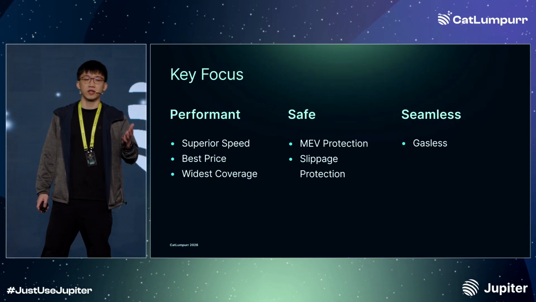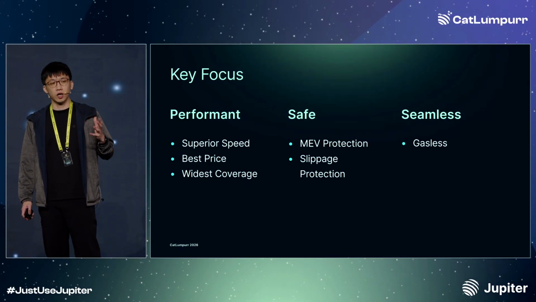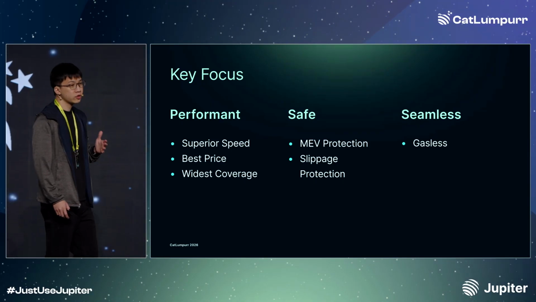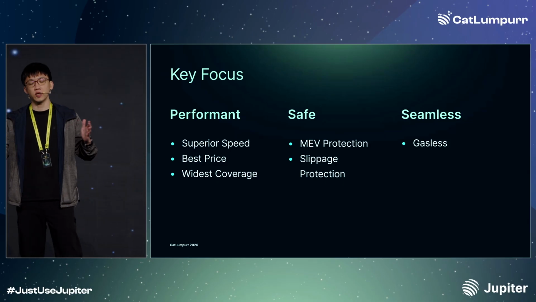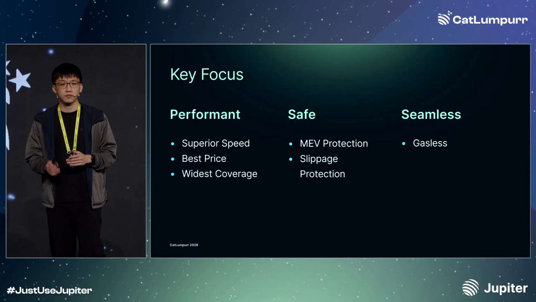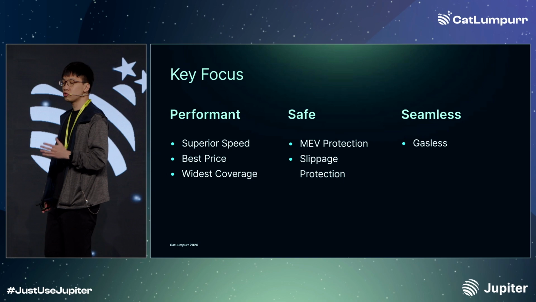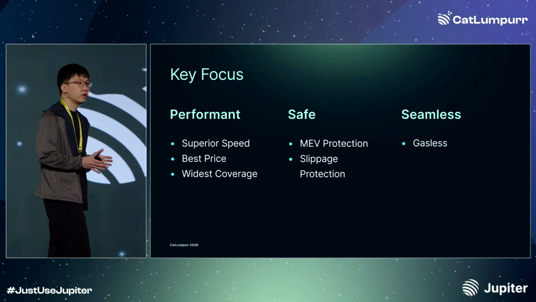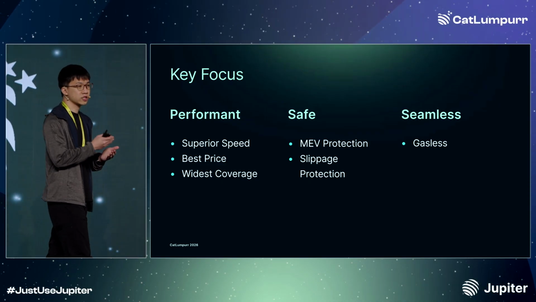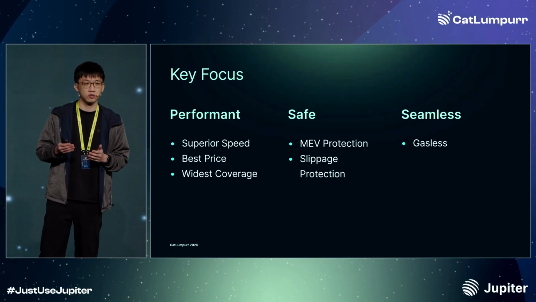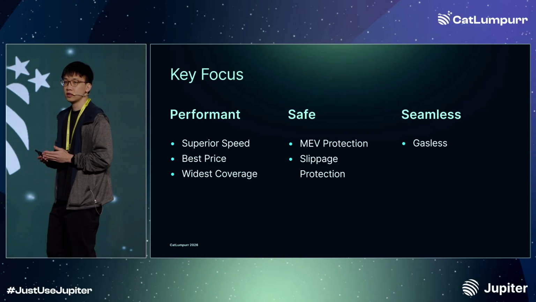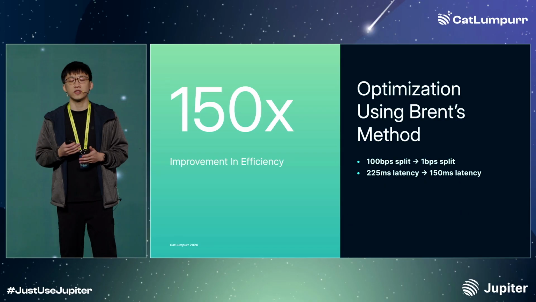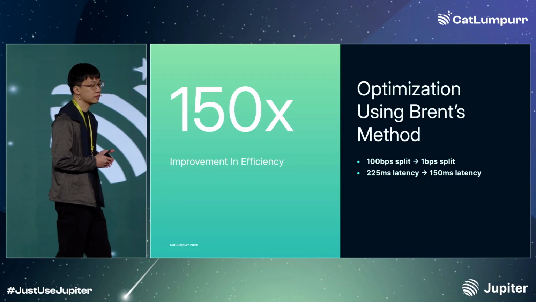First, let's go through why we developed Ultra. When we first developed Ultra, we wanted to provide a performant swap experience for you so that you can get the best prices across the widest range of tokens at the fastest speed. We also wanted to ensure that your swaps are safe from MEV and slippage. At the same time, we wanted to provide the most seamless swap experience through the use of gasless swaps, so that you no longer have to worry about paying for network fees in SOL. Let's run through some of the things that we have done to make this happen.